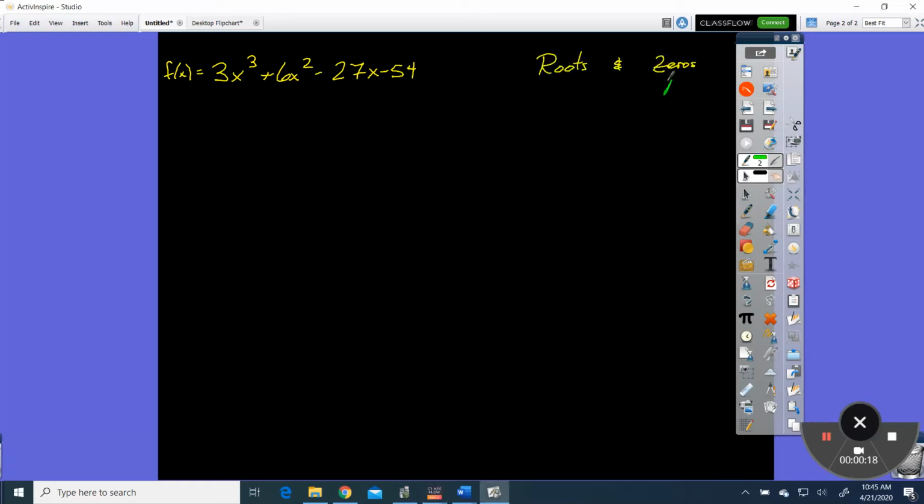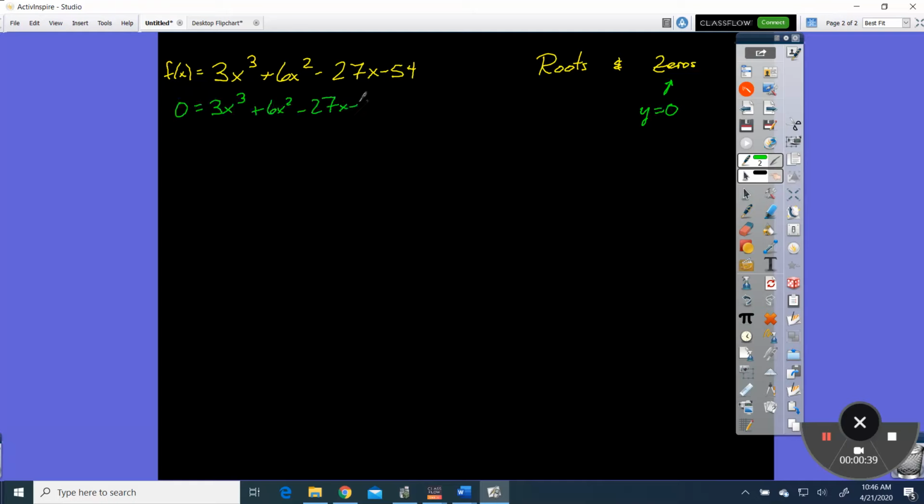So what that means when it says zeros, what we're really trying to find is when does y equal 0? Or for what x values does y equal 0? So for what inputs does our output, our range value, equal 0? So the way we can do that is we just put this equal to 0, and then we solve this.